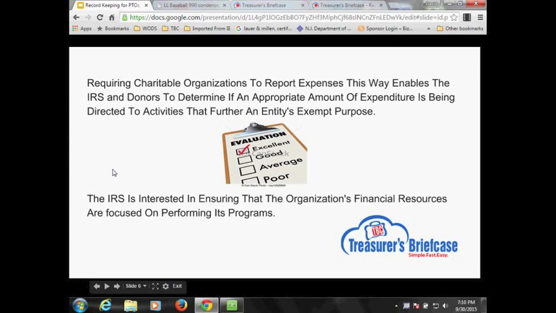So requiring charitable organizations to report expenses under the three-bucket method enables the IRS and donors to determine if an appropriate amount of expenditures is being directed to the activity of your organization. I'll give you a quick real-life example of an abuse of that issue.